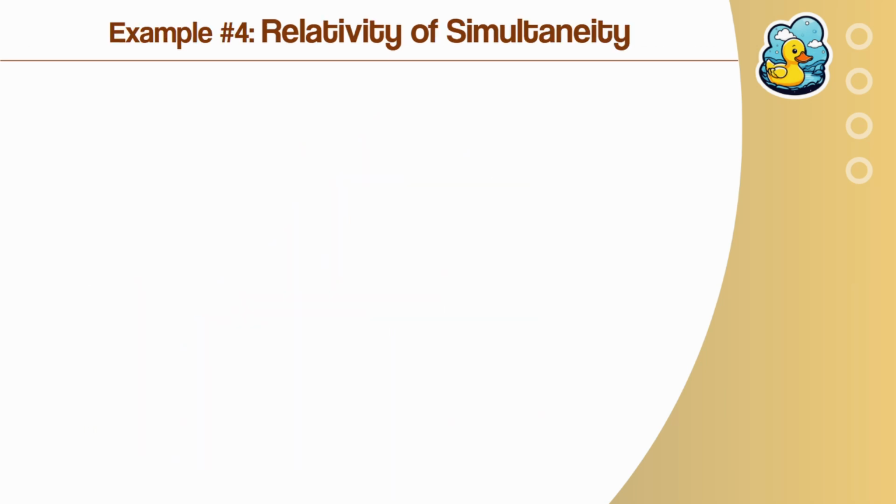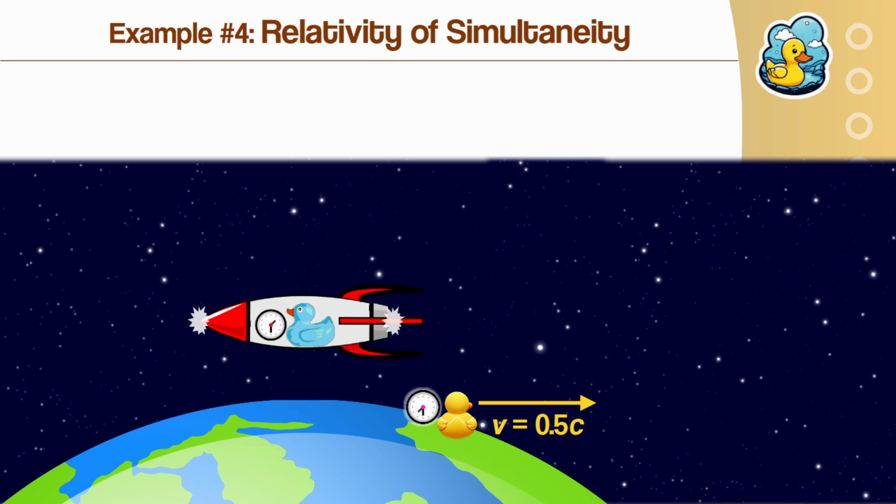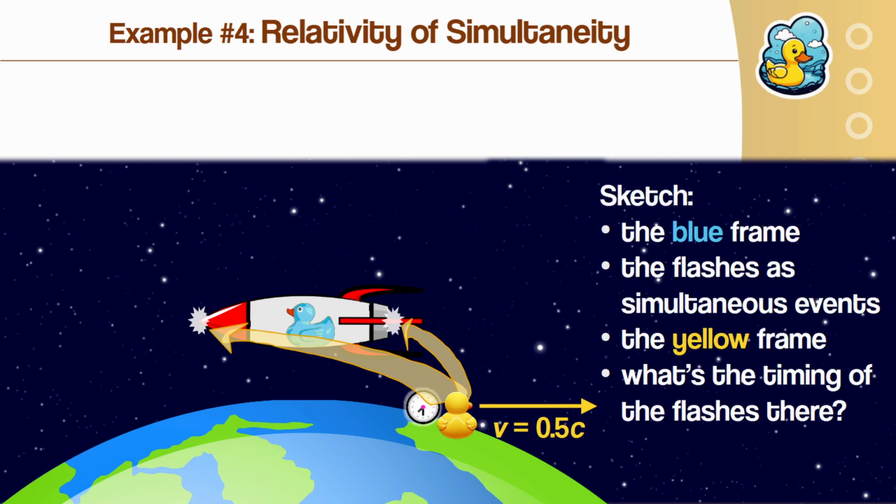The fourth example, relativity of simultaneity. The blue duck's spaceship moves at 0.5 c, and two beacons at opposite ends flash simultaneously in the ship's frame. Will Earth observers agree? In this problem, we are not investigating the further propagation of light yet. We are interested only in the relative timing of the two flashes. Pause here and sketch both flashes in the ship's frame. Then overlay Earth's tilted axis to see what changes.